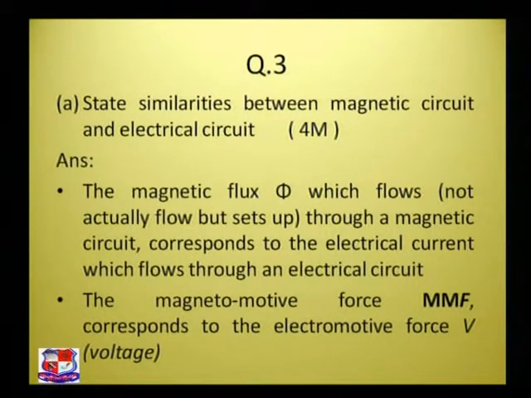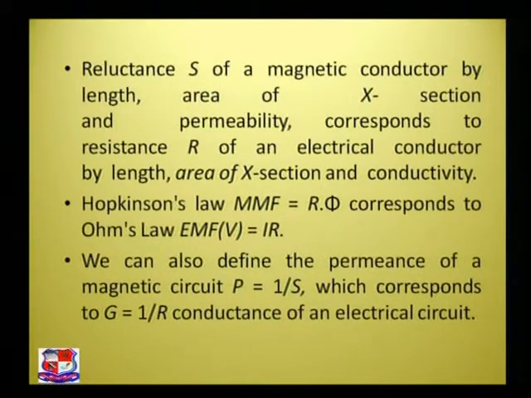So this is one analogy. Second, the magnetomotive force, that is MMF, corresponds to the electromotive force in the electric circuit, right? Third one is the reluctance S of a magnetic conductor by length, area of cross section, and permeability corresponds to the resistance R of an electric conductor by length, area of cross section, and conductivity. So fourth point is Hopkinson's law. We do have a law for magnetic circuits, Hopkinson's law, that is related to MMF. So magnetomotive force, that is equal to R phi, where it corresponds to the same Ohm's law, EMF, that is voltage, that is equal to IR.